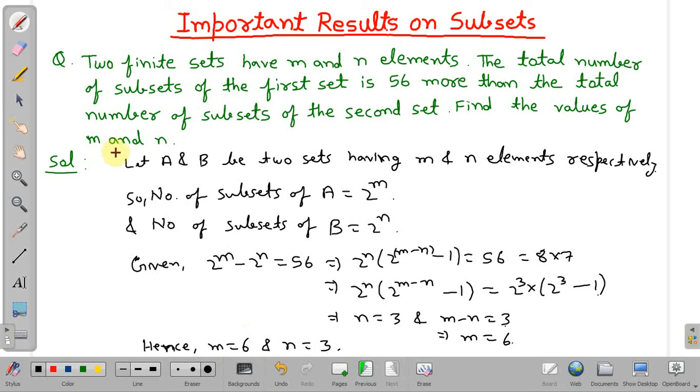We had to find the m and n values. So in this lecture, we have discussed some important results on subsets and also solved some problems.